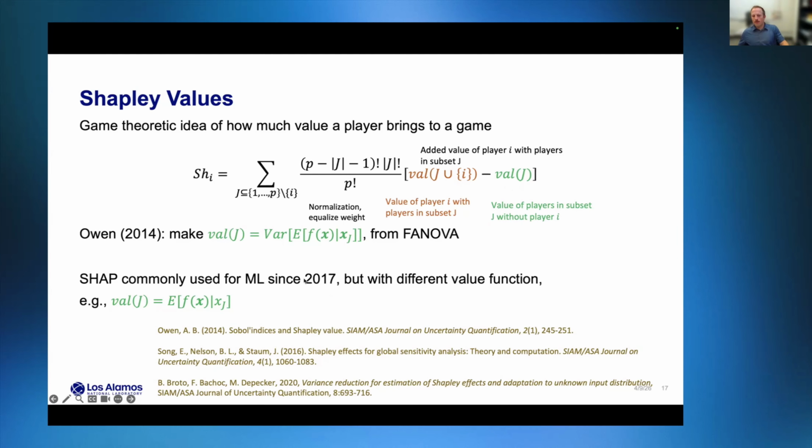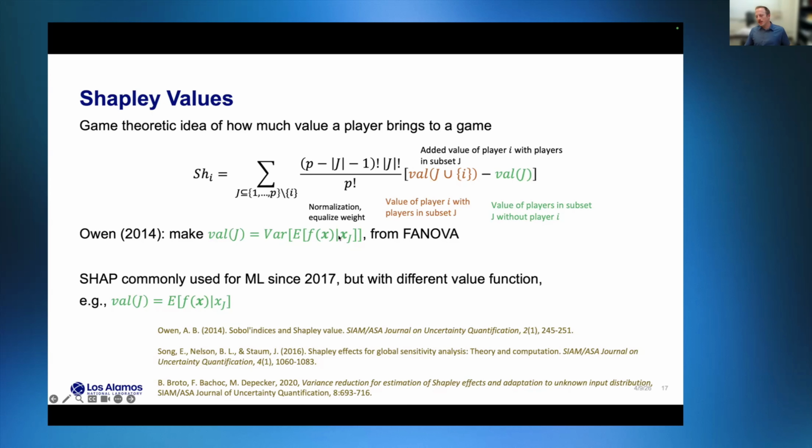Now, what do we choose for this value function? Well, really interesting work pointed to let's use the variance of the conditional expectation from functional ANOVA. And so the value of a set of parameters J is the variance of the conditional expectation conditioned on those X's J that are in the subset J.